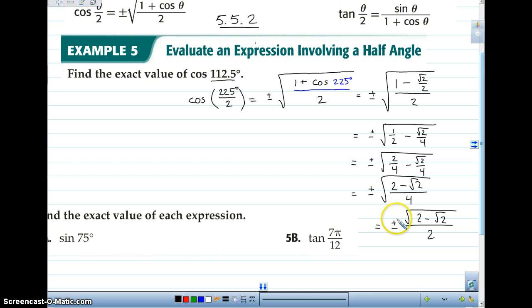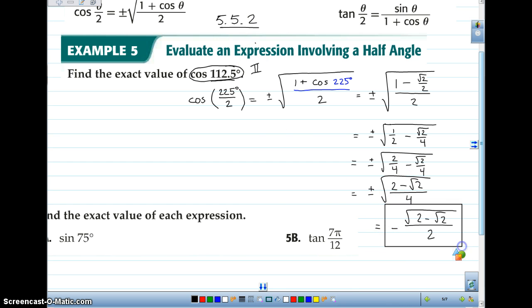Okay, now the plus or minus is there to remind us that we need to check to see what quadrant we're in. We are still technically taking the cosine of this angle, which is in my second quadrant. Right, it's more than 90, it's less than 180, and because I'm in my second quadrant, cosine is always negative in that quadrant, so we should just use the negative solution. Okay, and so that's your exact value for the cosine of 112.5 degrees. It's the square root of the quantity, 2 minus root 2, all divided by 2, negative.